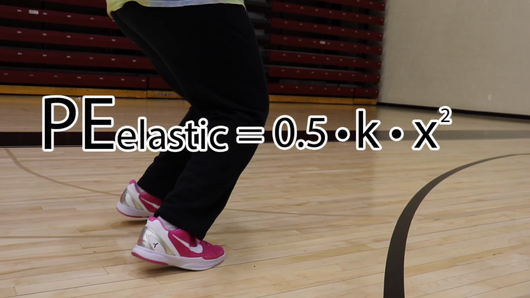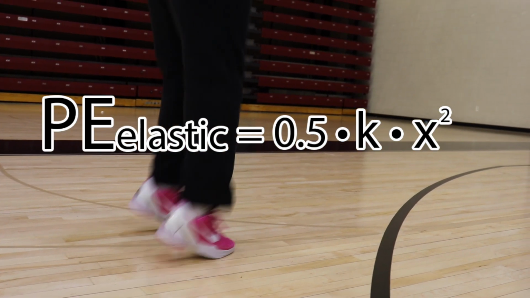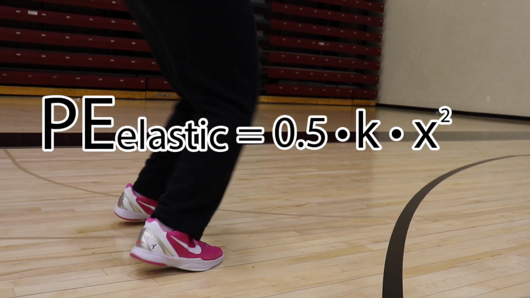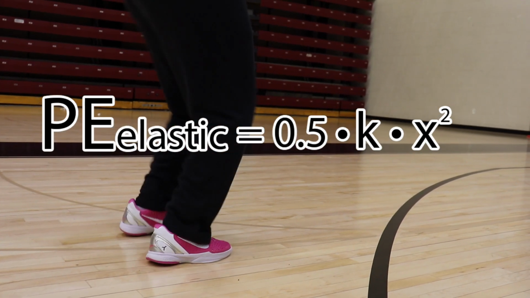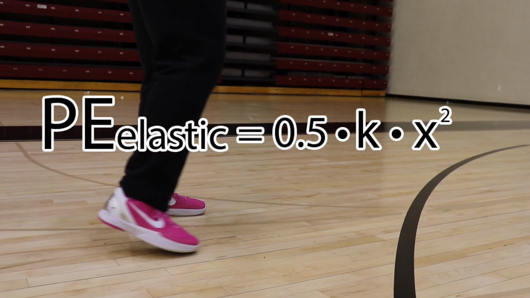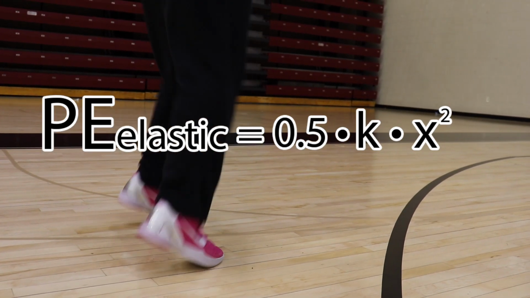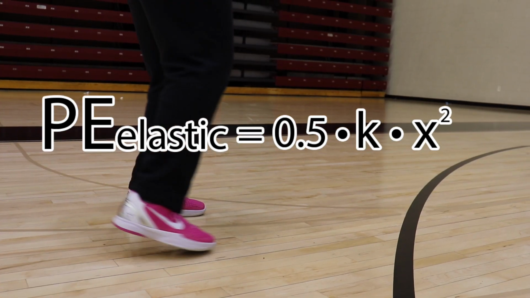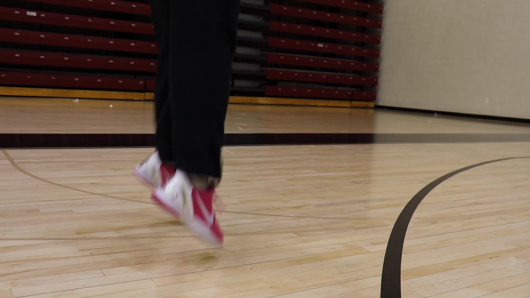k is the spring constant, which is a measure of how stiff the material is. A higher spring constant indicates a stiffer material, and a lower spring constant indicates a more flexible material. x represents the displacement of the material from its equilibrium or original position. In the context of elasticity, it is the amount the material is stretched or compressed.